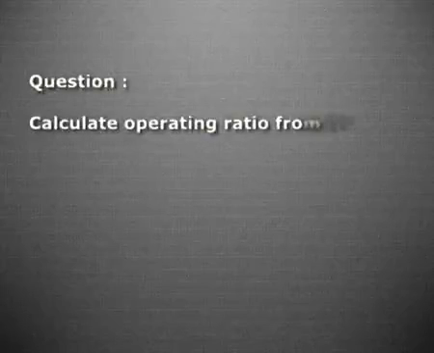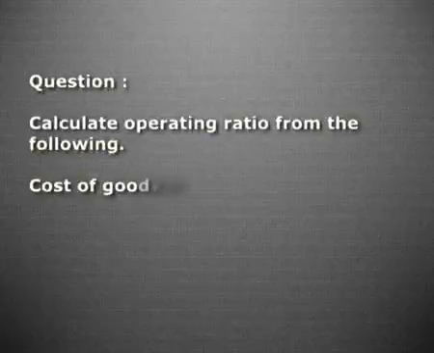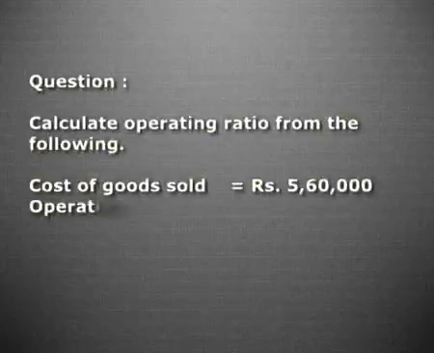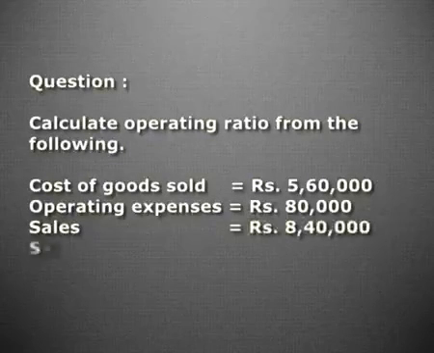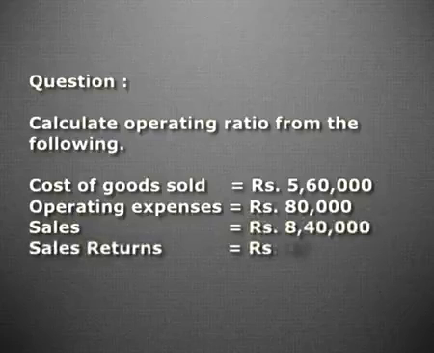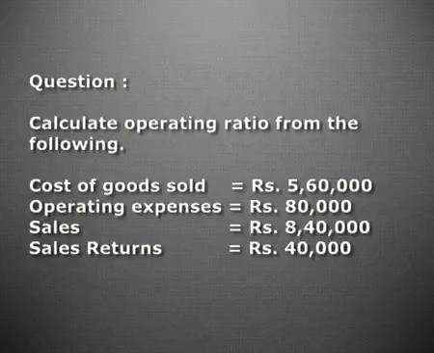Look at this question now. Calculate operating ratio from the following. Cost of goods sold is equal to rupees 5,60,000. Operating expenses is equal to rupees 80,000. Sales is equal to rupees 8,40,000. Sales returns is equal to rupees 40,000.